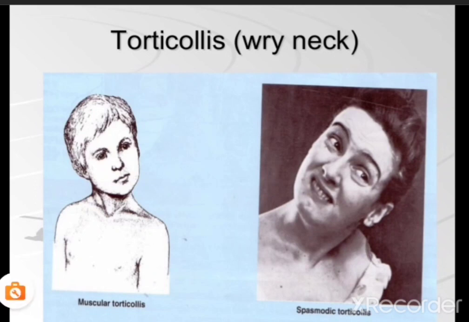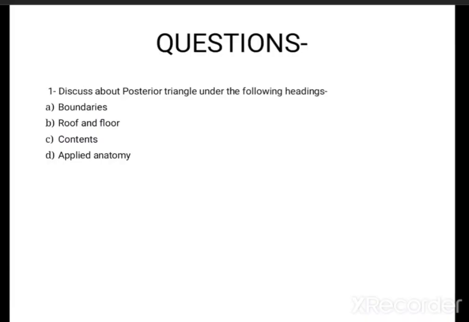So this completes our topic, the posterior triangle of the neck. Thank you. Now we discuss the questions on the posterior triangle. The first question is: discuss the posterior triangle under the following headings. The headings are boundaries. In this point we discuss the boundaries which form the posterior triangle, and what structures form the roof and the floor, and what are the contents of the posterior triangle. This will be mentioned in the third point.